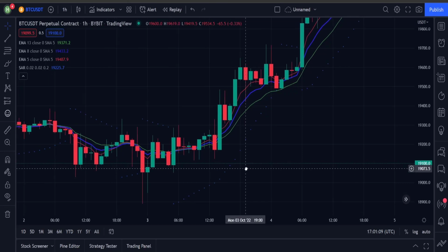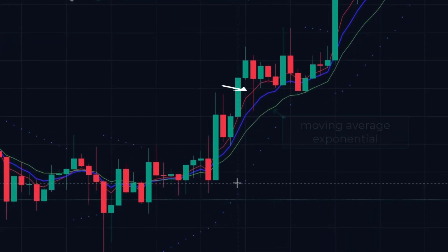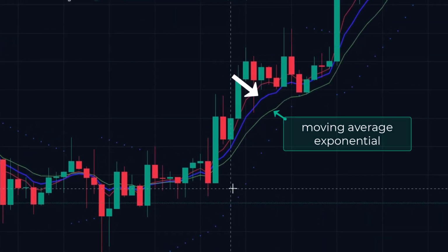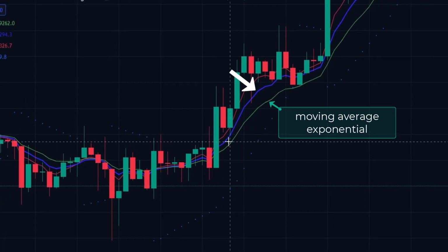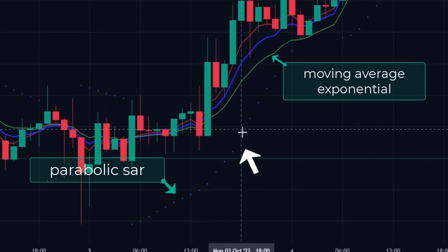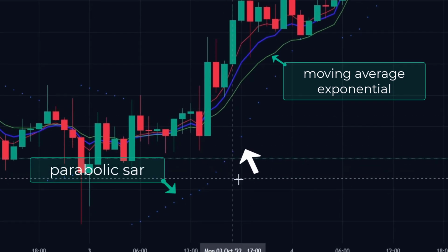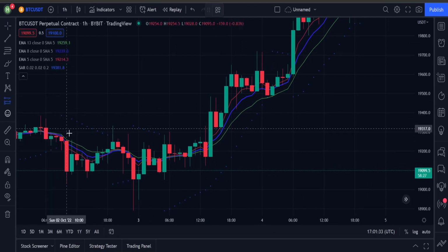These are the rules for entering a buy trade. So a buy signal is confirmed only when the following conditions are met. Number 1, the red EMA should cross above the blue EMA and the green EMA. Number 2, the blue EMA should cross above the green EMA. Number 3, the parabolic SAR should be below the price action. So as all the rules are confirmed, we'll enter a buy trade at the close of this candle.